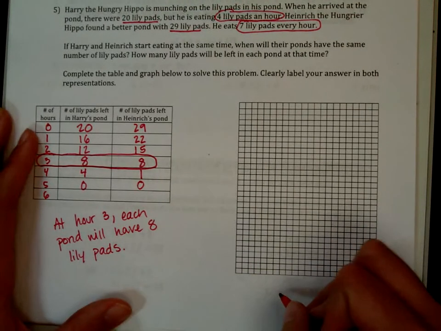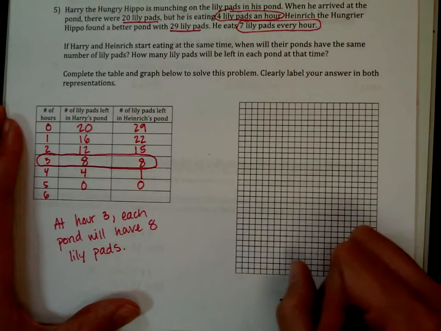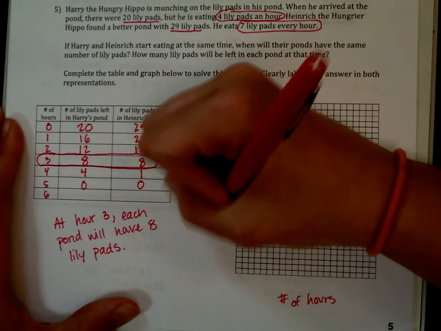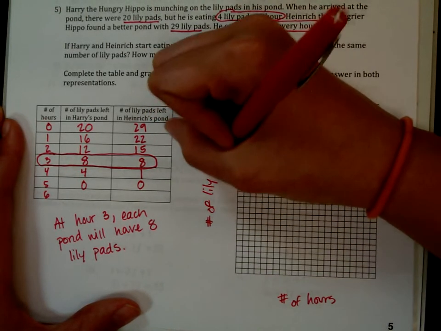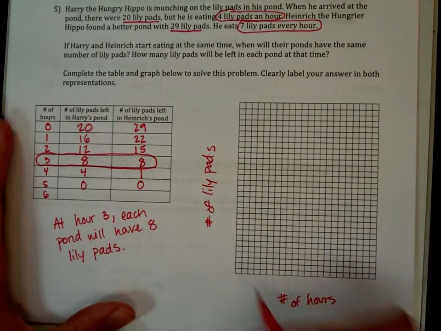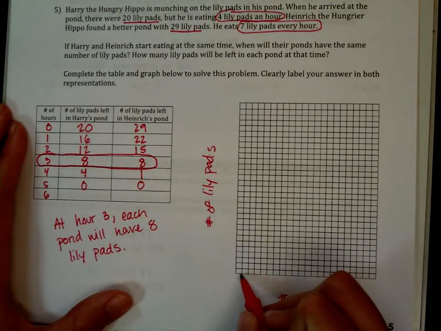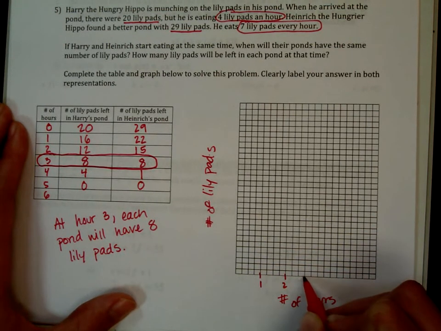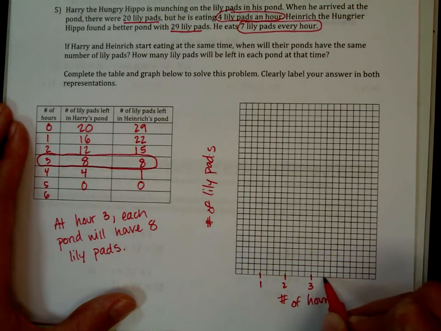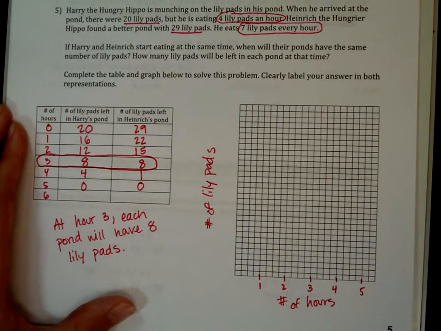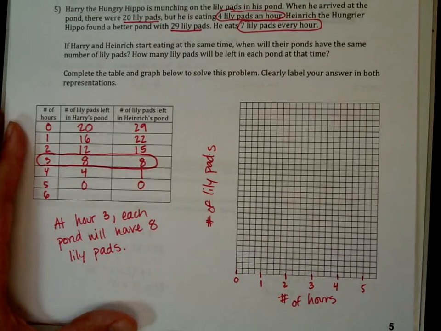And we can graph that information because our independent variable is time. So this is number of hours. Our dependent variable is number of lily pads. And then, let's see, we need to go up to 5 hours, so I'm going to skip by 4s. 1, 2, 3, 4. That's 1. 1, 2, 3, 4. 2, 3, 5. This is 0.